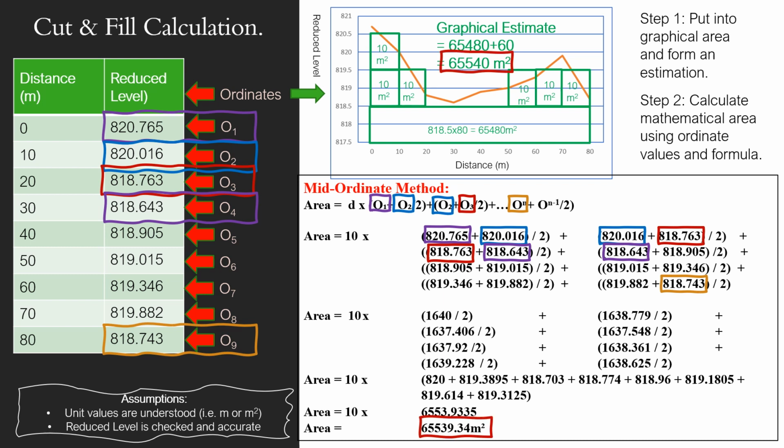So as you can see, when we hit the end, my area was calculated at 65,539 meters squared. If I have a look at my estimate, 65,540, oh, I'm really not far off that one. So I'm quite comfortable that that calculation was done correctly. Okay, so that's that with the mid-ordinate method.